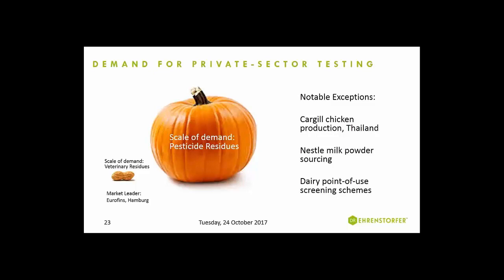Now, I did say that I would include testing by the food industry itself rather than regulators, but the truth is that demand is relatively small, relatively compared to pesticide residues, that is. There are a few laboratories in Europe offering private sector testing, particularly in Italy. The bulk of the private work probably goes to the Eurofins laboratory in Hamburg.